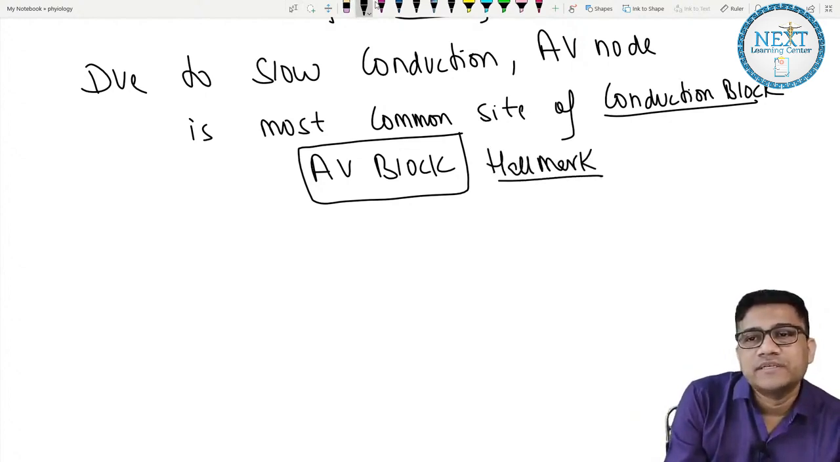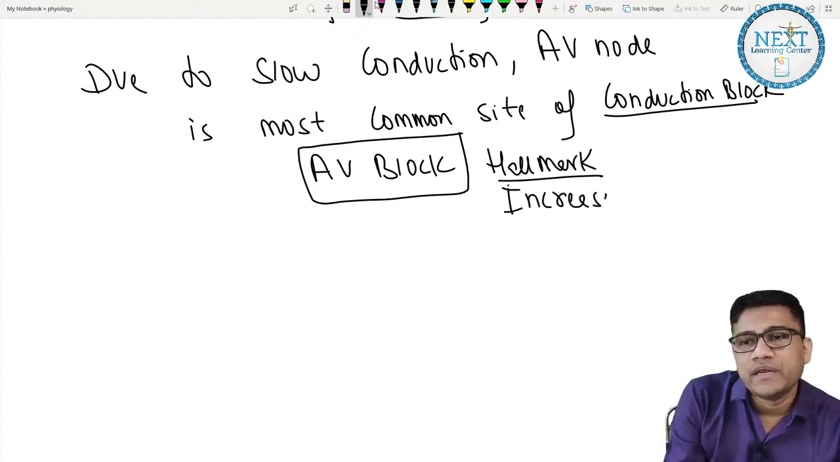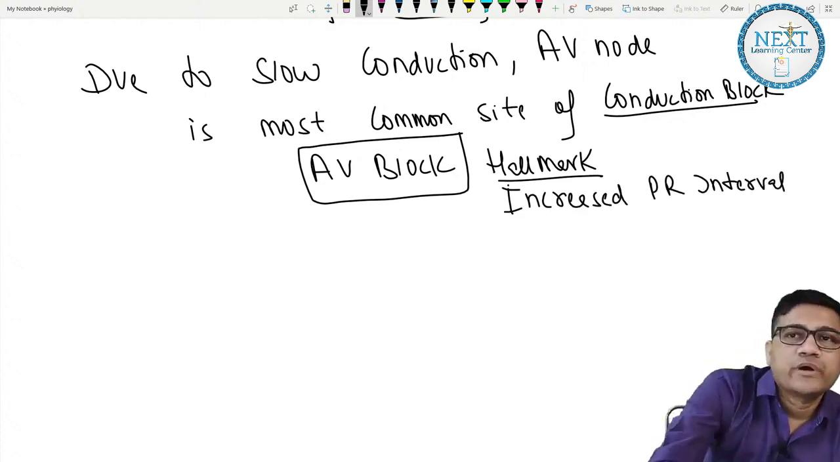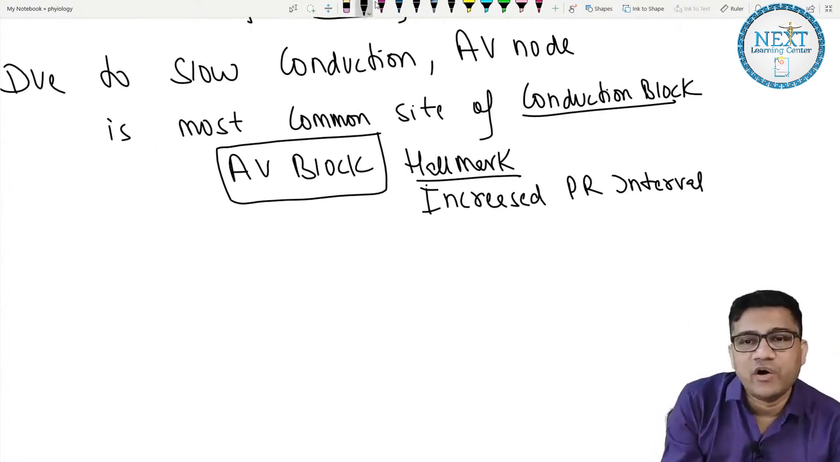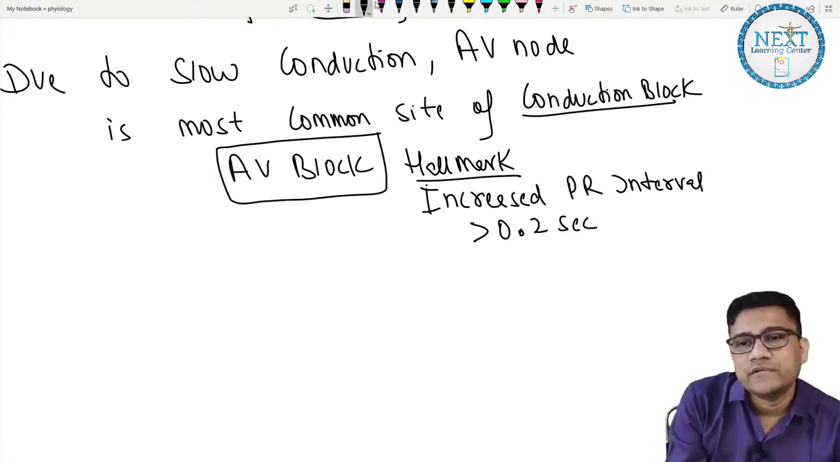The hallmark is an increased PR interval. So I hope it's clear now. So what is the hallmark? It is an increased PR interval. How much? More than 0.2 second.